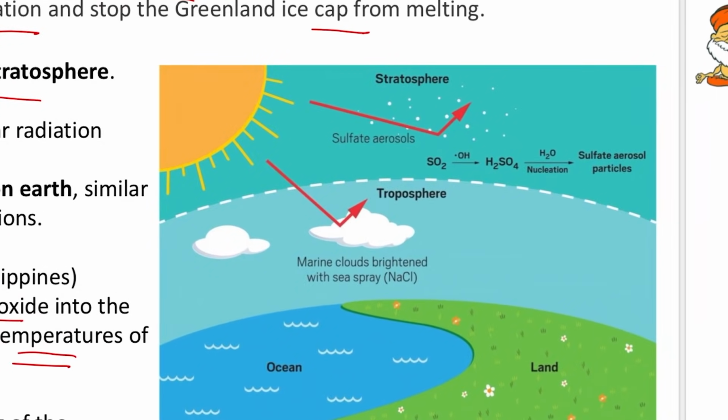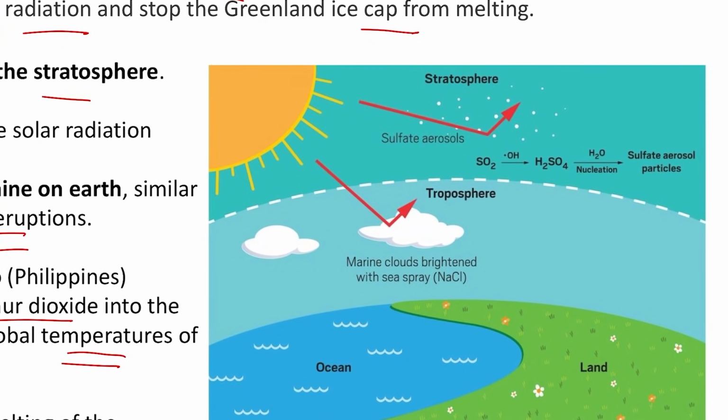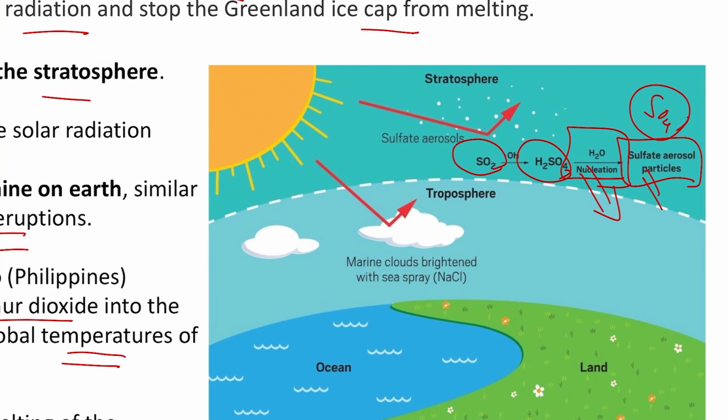In this figure, they have explained how the sulfur has to be injected. First we will inject sulfur dioxide into the atmosphere, and this sulfur dioxide will react with the hydrophilic ions, and it will become H2SO4, or the acid. Then due to dryness, the water will be removed and it will undergo nucleation, and only the sulfate aerosols, or the SO4 ions, will remain. So this will reflect the sunlight. This is how the experiment has to be conducted.